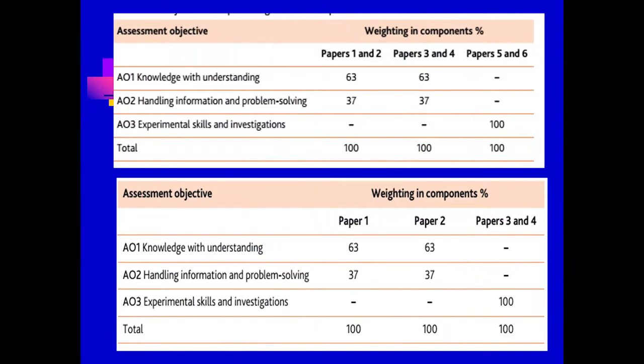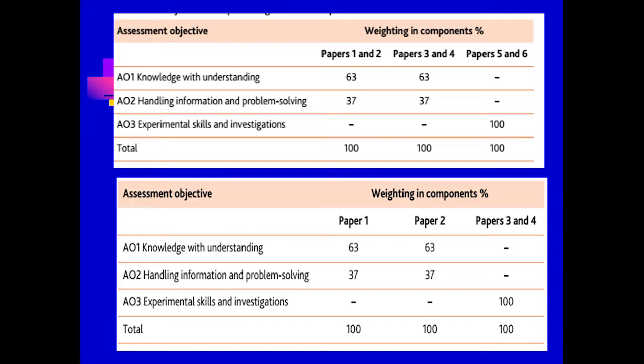Assessment objective weighting in components, basically for both: Paper 1 and Paper 2 for O-levels, and Papers 1, 2, 3, 4, 5 and 6 for IGCSE exams. AO1 is the questions based on assessment objective 1, knowledge with understanding. Whatever you have learned, the definitions and all the scientific concepts, is the part related to your memorization and understanding. So in Paper 1 and in Paper 2 you are going to get 63% knowledge-based questions.